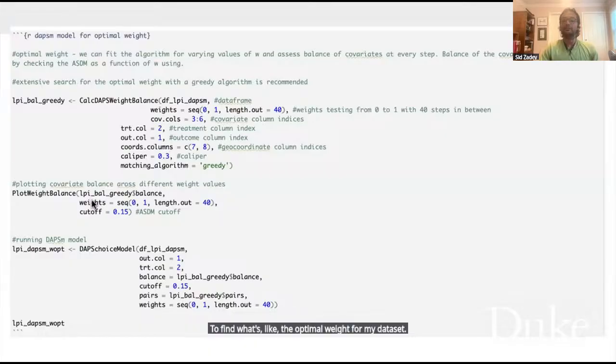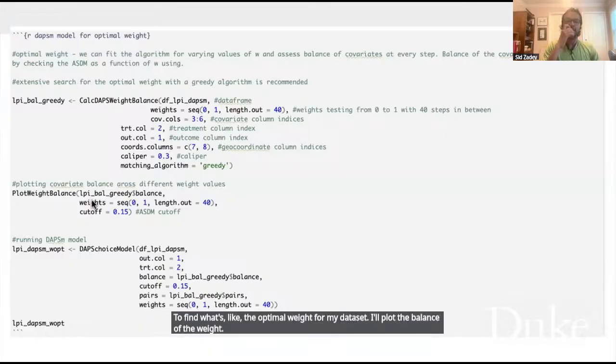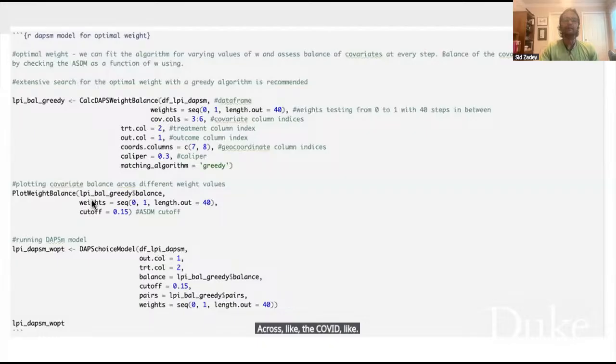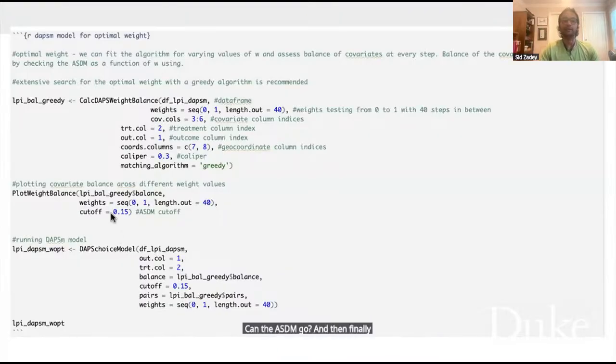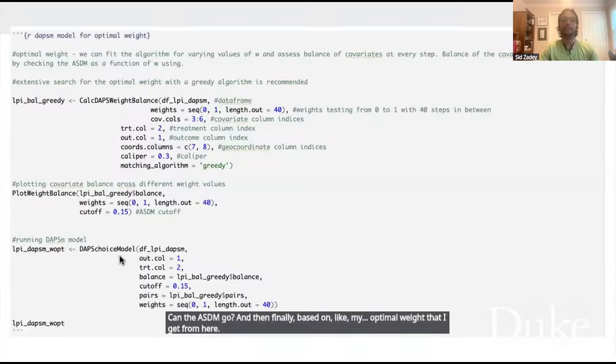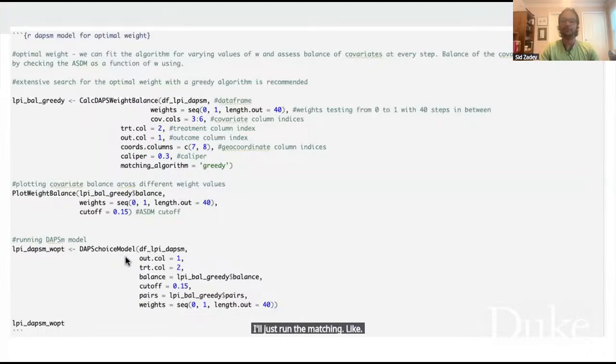I'll plot the balance of the weight across the covariate ASTM scores. I'm giving it a tolerance cutoff of 15% for how high the ASTM can go. And then finally, based on my optimal weight from here, I'll run the final matching to get my effect size of how effective the leading pedestrian intervals were in reducing the pedestrian motor vehicle crash outcomes at intersections.